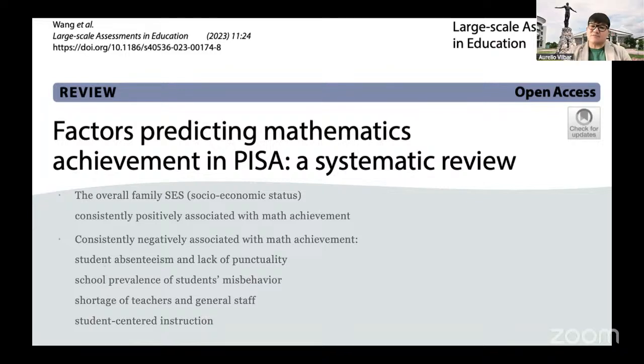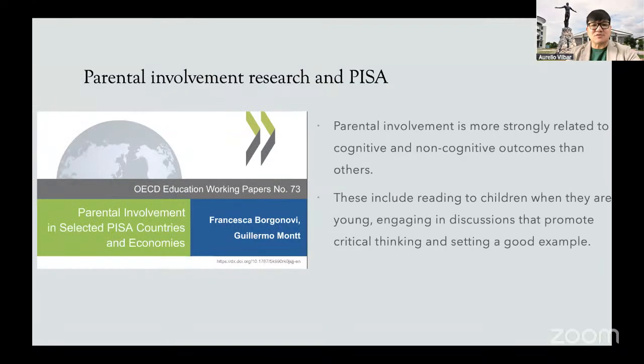So PISA asked for the punctuality of each student and they made a correlation. And based on research, students who are really absent in the class, higher absenteeism, lower score. Punctuality means achievement according to PISA, and shortage of teachers. When there's a shortage of teachers, there's a low performance in PISA, and the staff as well. So, klaro naman to talaga eh. Alam naman natin to. So, these are the real things in the classrooms.